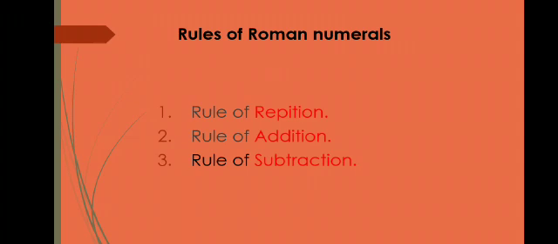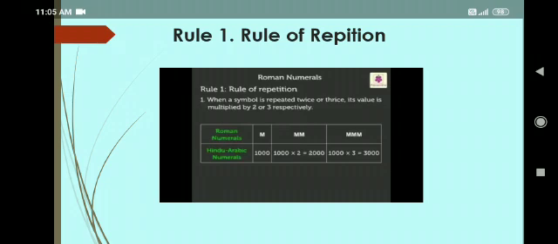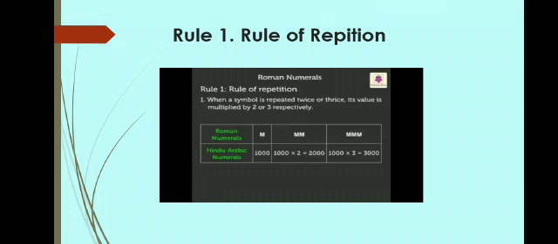Let's learn what is the rule of repetition. When a symbol is repeated twice or thrice, its value is multiplied by 2 or 3 respectively. Let's use the diagram. Roman numeral M stands for 1000 in Hindu Arabic numerals. So, double M stands for 1000 multiplied by 2, that is 2000. And triple M stands for 1000 multiplied by 3, that is 3000.